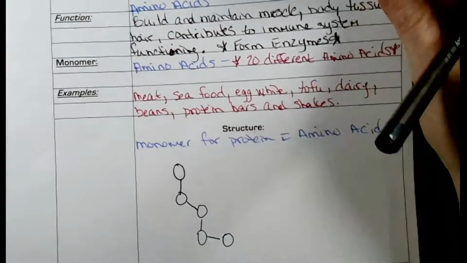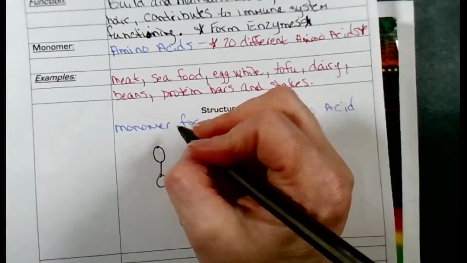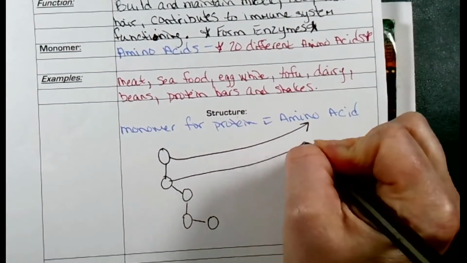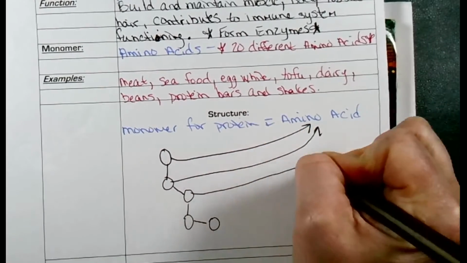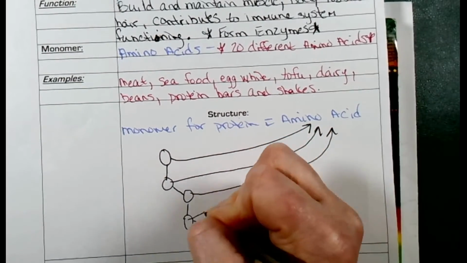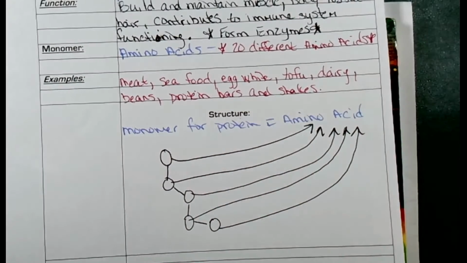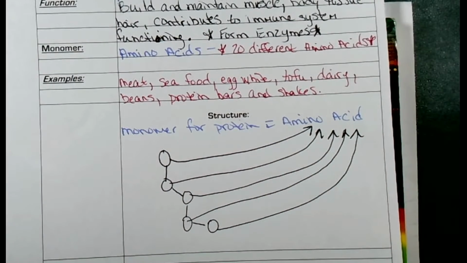Okay? So each one of these circles is an amino acid. They can be the same and they can be different. But each one of them are bonded together to make a protein.